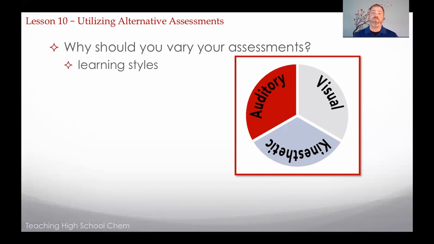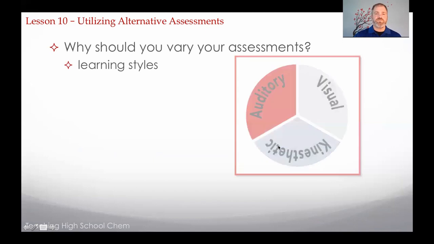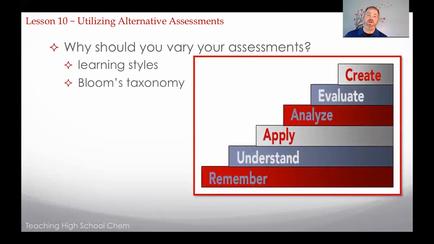And so a lot of times your kids who struggle in school are going to be one of these two. Auditory learners are going to excel. Visuals can usually do okay because we write notes on the board, that kind of thing. Kinesthetics are going to struggle. So we want to give some type of assessment to help them out.